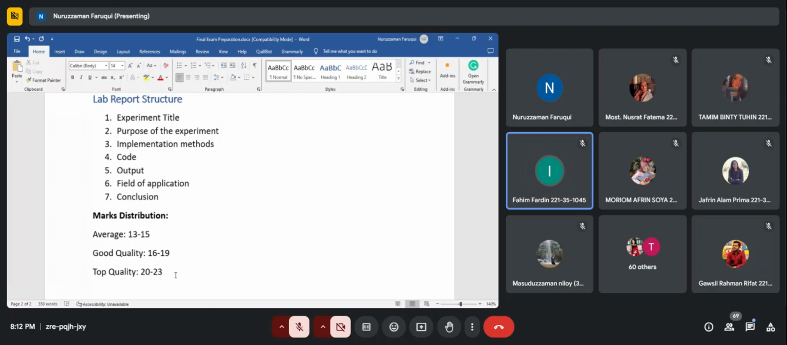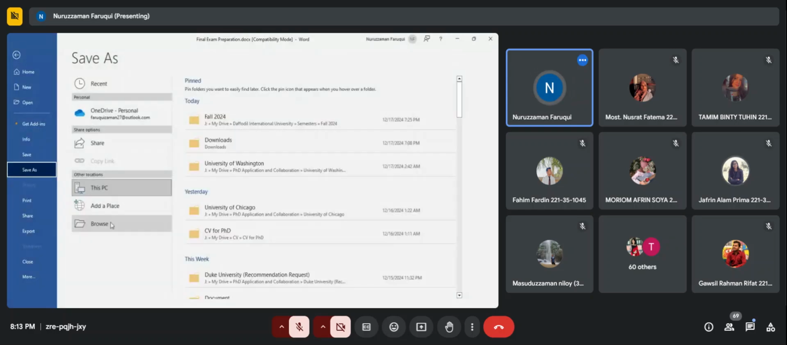Yes. All right. Now you will please give me 30 seconds. I'm going to share this particular document in your WhatsApp group. Within 30 seconds to 45 seconds, you will get an update.